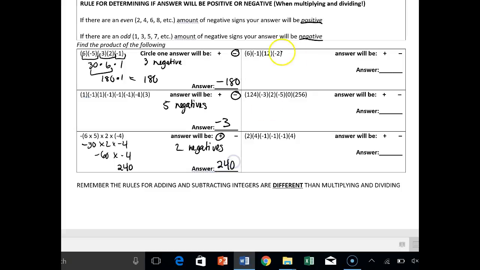240. The rest I'm going to have you do on Ed Puzzle. So this one, and this one, and be very careful with this one right there. All right? So remember, the rules for adding and subtracting are different than multiplying and dividing. In your homework tonight, you're going to have to make sure you remember to switch back and forth between those.